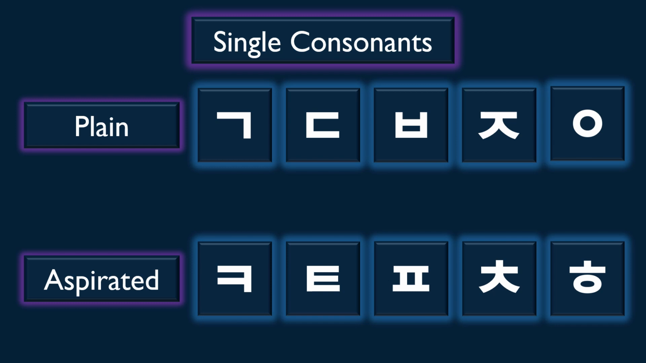Let's compare some of the plain and aspirated consonants which have similarity to each other. Ga, ka, da, ta, ba, pa, ja, cha, a, ha.